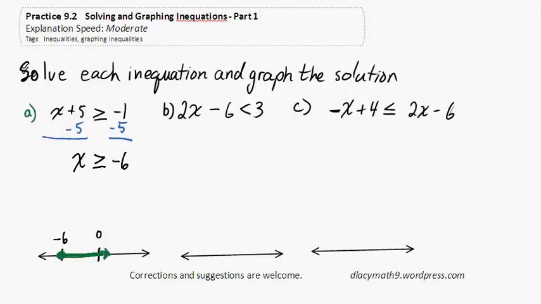For B, let's have a look here. 2x minus 6 is less than 3. Well, I'm going to add 6 to both sides, just as I would if this were an equation. That will leave me on the left with 2x. Carry down the less than sign. 2x is less than 9. I will now divide both sides by 2.